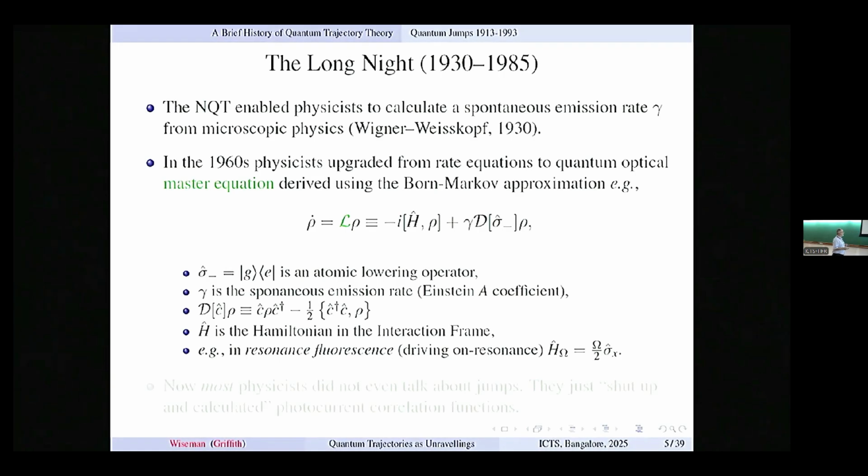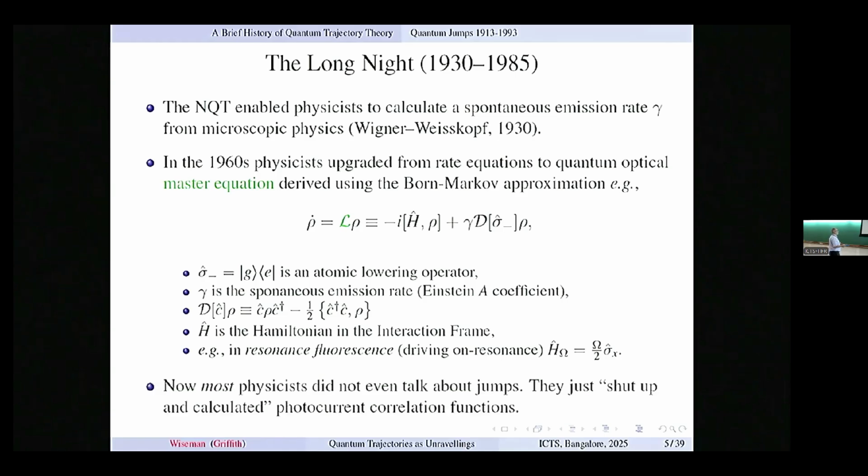Okay. So in all this period, from 1930 all the way up to about 1985, most physicists were not actually talking about quantum jumps. There definitely were exceptions, but most physicists just shut up and calculated averages, including averages for photocurrent correlations. And this was what I call the long night of quantum jumps.